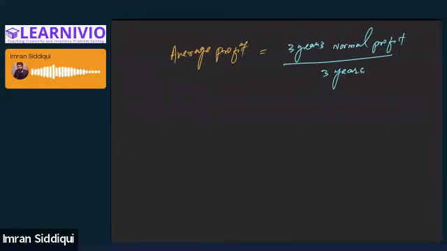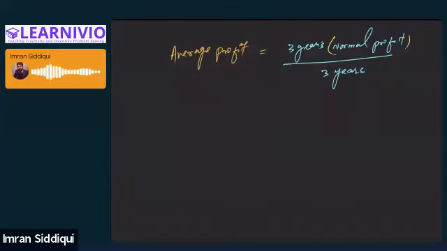Got it? Now the thing is that in some questions, normal profit is not given directly. So for that purpose, you will have to do certain calculations. Unless and until you find out the normal profit, you won't be able to determine the correct average profit, right? So we are discussing all these things to determine the normal profit. How can we determine normal profit? We'll learn that, and then we'll learn how to calculate the correct average profit.